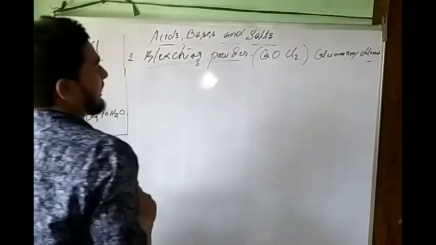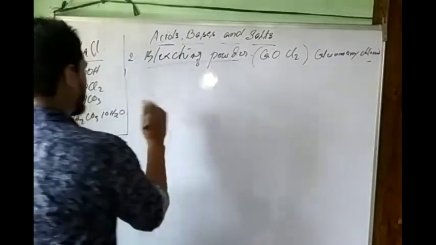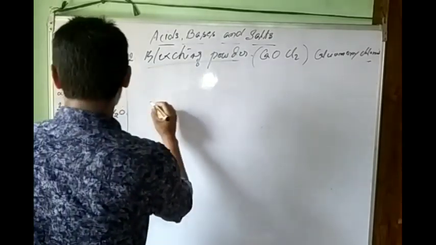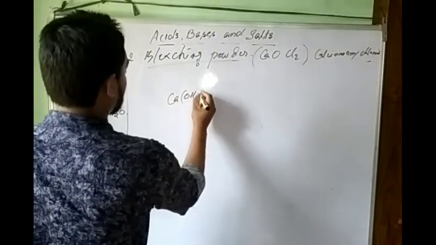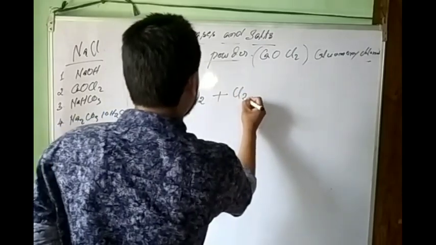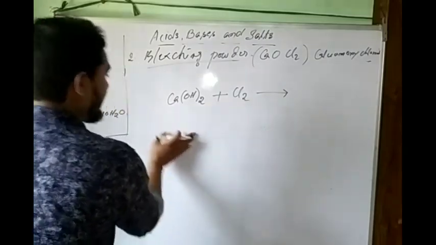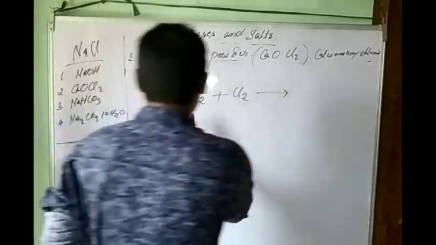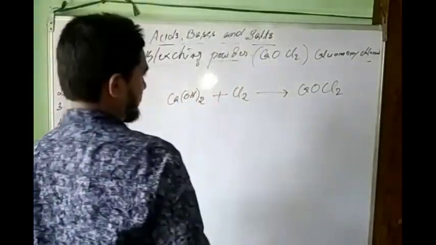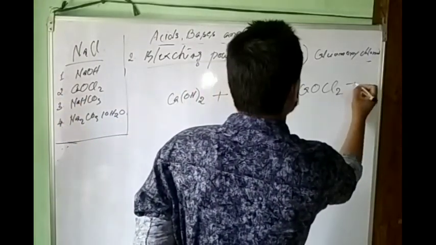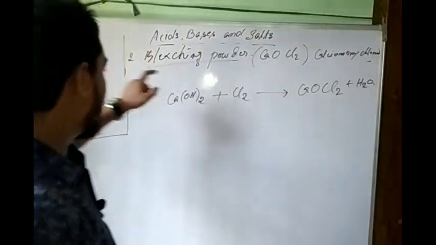Calcium oxychloride can be prepared easily on passing chlorine gas over slaked lime. This is the slaked lime. On passing chlorine gas through this, it will convert into CaOCl2, that means bleaching powder. So by this way we can prepare bleaching powder.